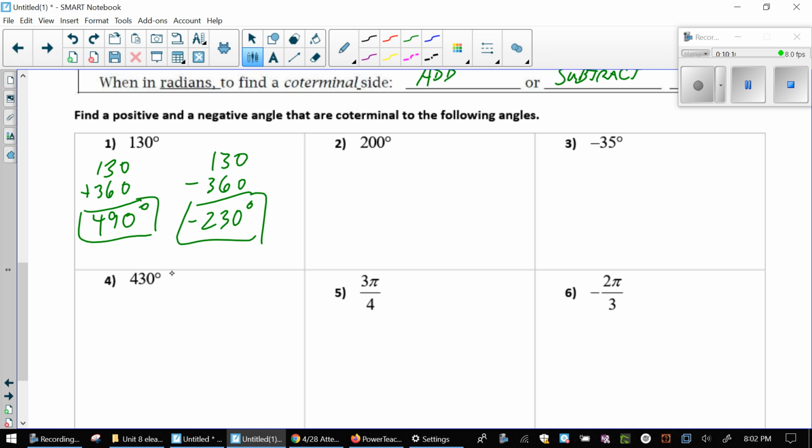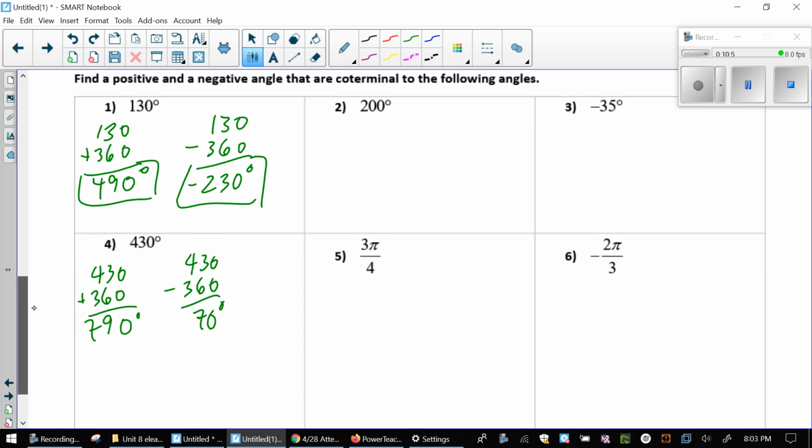This one's interesting because a lot of you guys like to just say, okay, add 360. And there we get 1. Subtract 360. And here we get another coterminal angle. Now, here's the problem. If I ask you guys to give me one positive and one negative coterminal angle, if you subtract 360 here, you get 70. Is 70 degrees a negative angle? You should be saying, no, Mr. Chomecki, that's a positive angle.